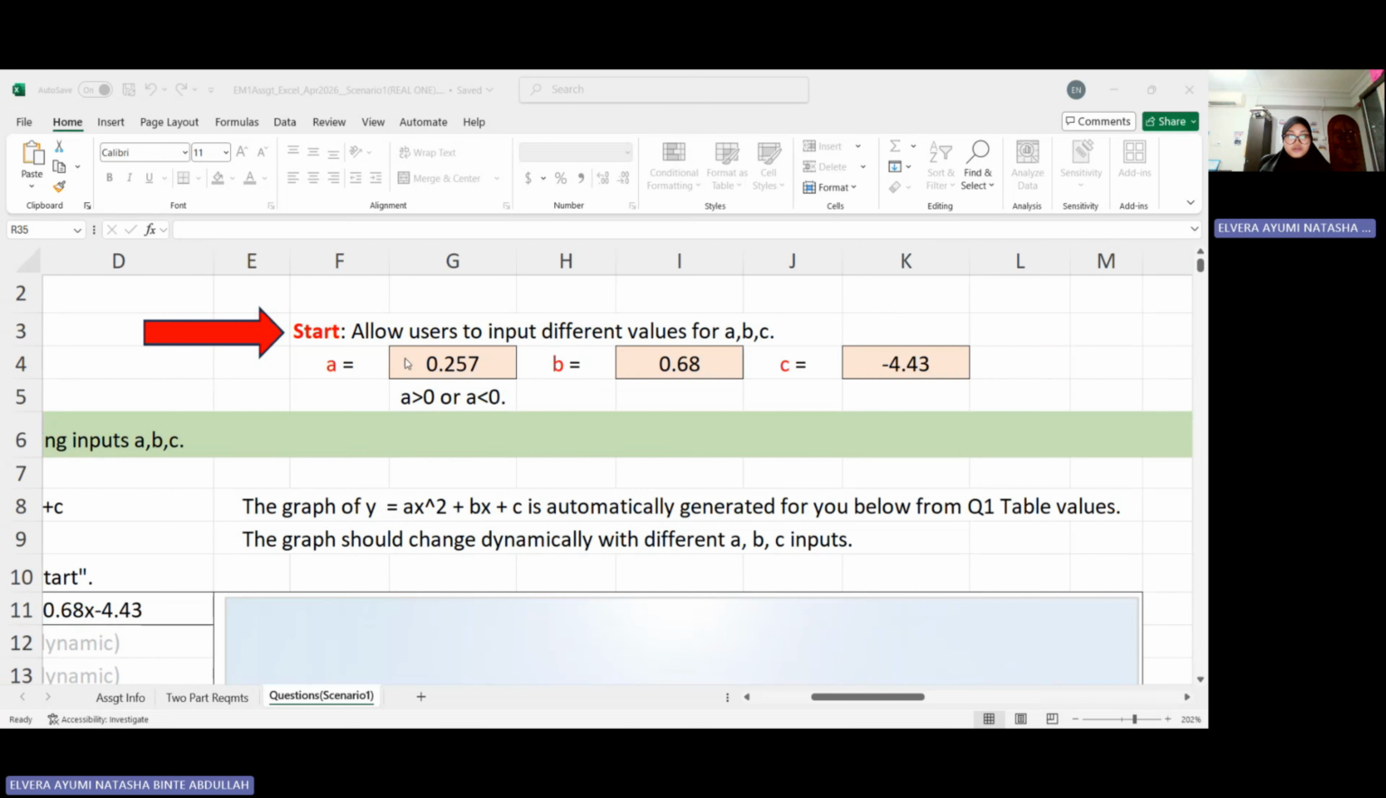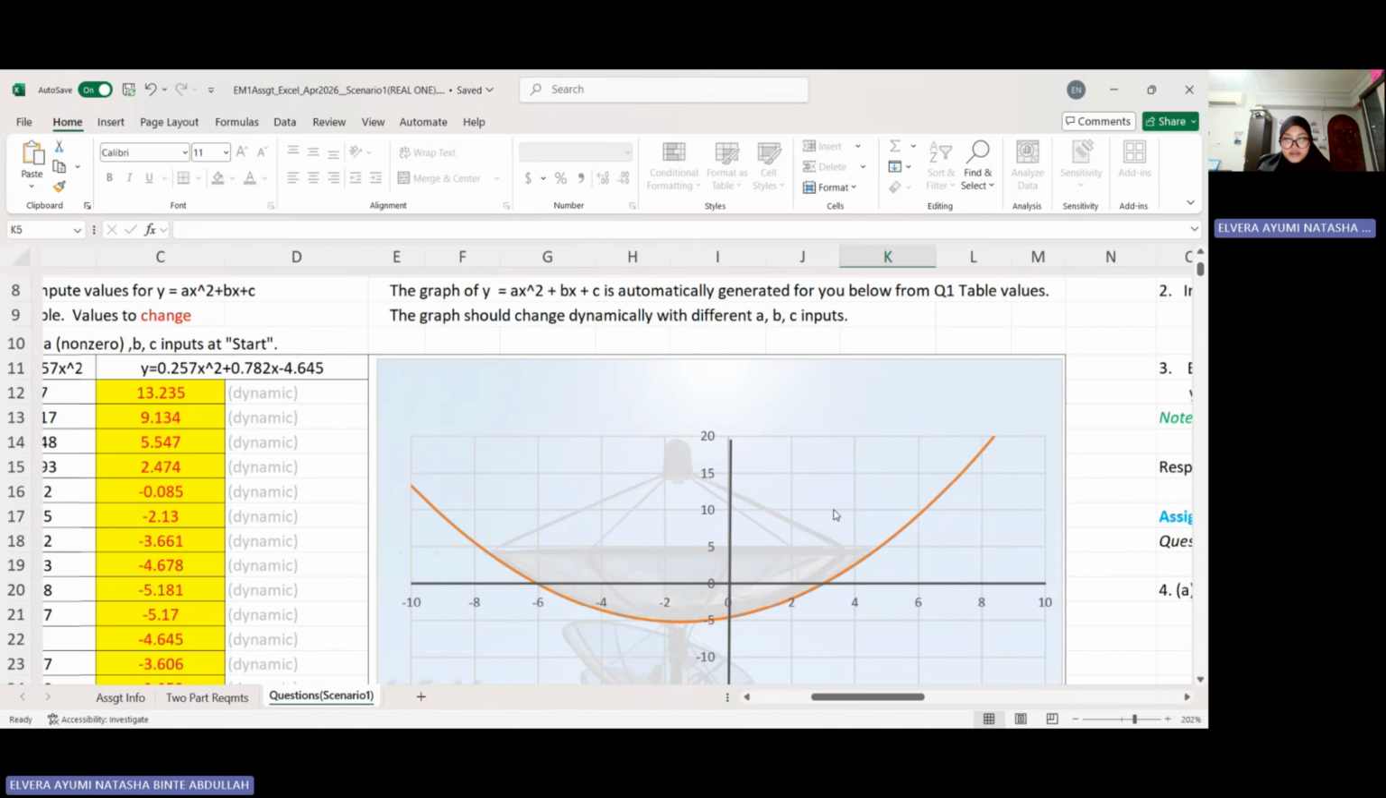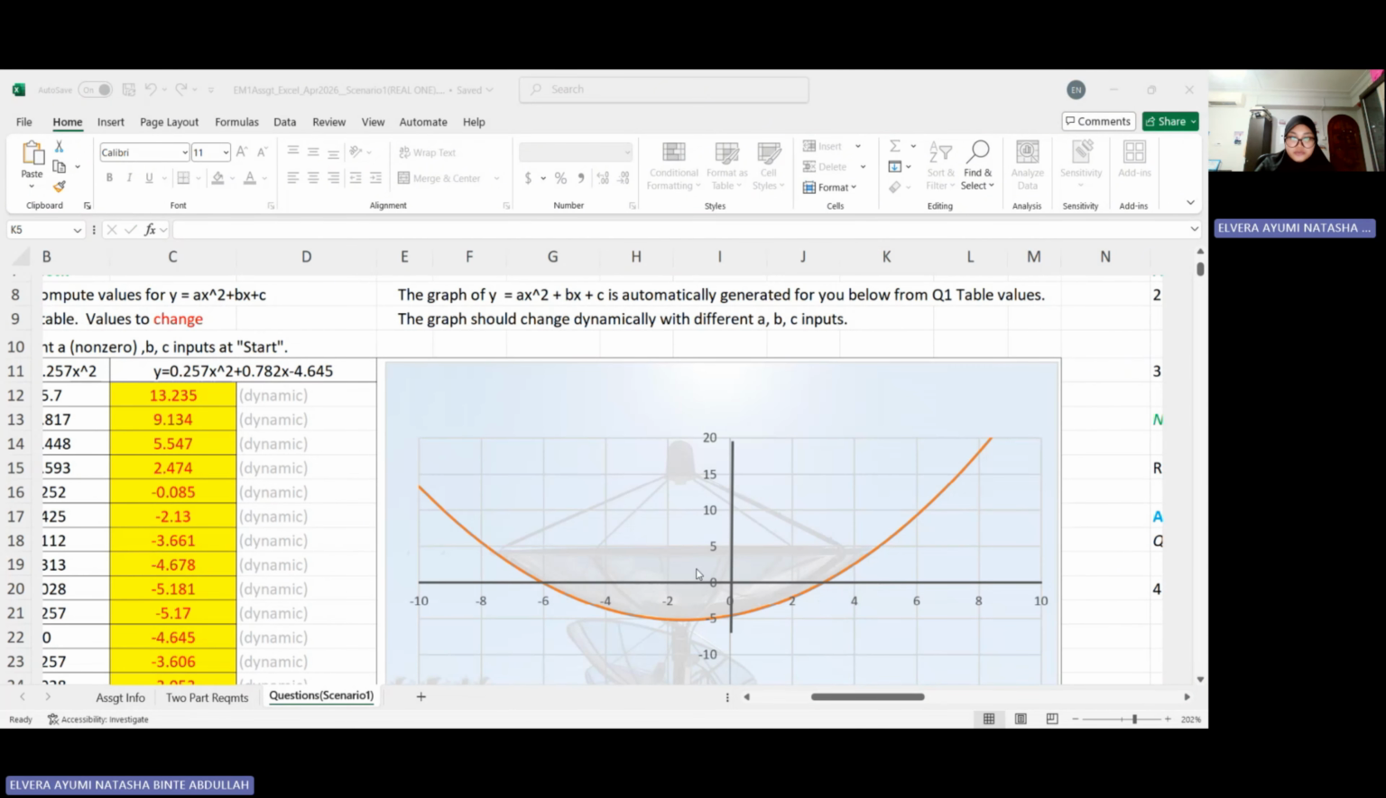So for A, 0.257, B, 0.782, and C, 445. And then you can see that the orange curve closely matches the blue target curve.